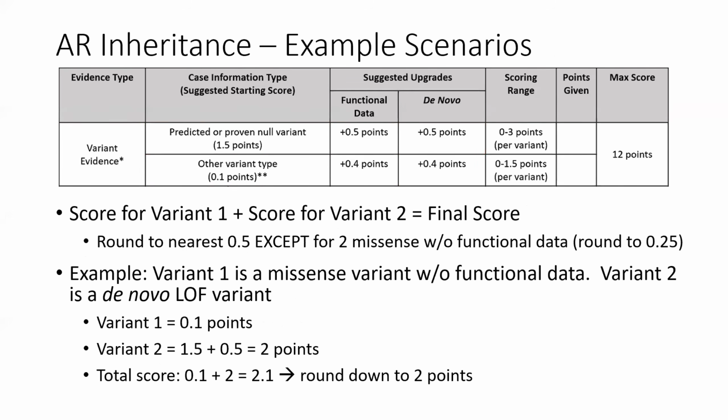When evaluating biallelic variants in the context of an autosomal recessive disease, remember that each variant should be evaluated separately using the scoring considerations we discussed, and the two variants should be summed to come up with the final score.